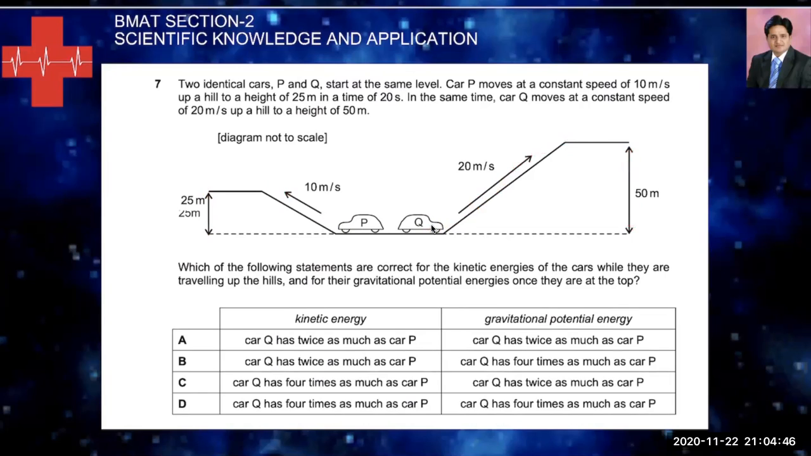So that's what they say, that they start at the same level. Car P moves at a constant speed of 10 meters per second up a hill of height 25 meters. So you see this is 25 meters in time 20 seconds.